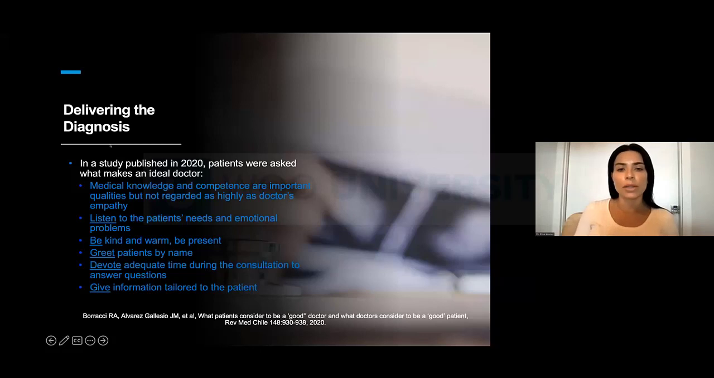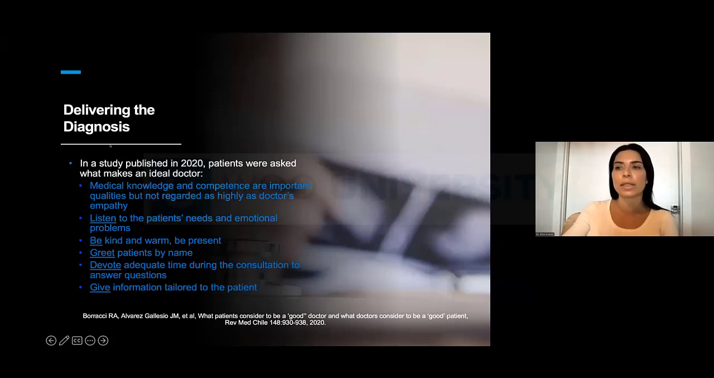Devote adequate time during the consultation to answer questions. A lot of the time when we're making our schedules, we have other patients waiting in the waiting area, or some patients take more time because it's a more complex case, or whatever may be happening. You really have to give patients time. I know a lot of us don't make the schedules ourselves and we have, let's say, 4 or 6 or even sometimes more patients scheduled per hour. It's really important that the time you have to see each patient also includes time for questions, time for discussion, and time for acknowledgement. Not everybody is just going to be like, okay, next.